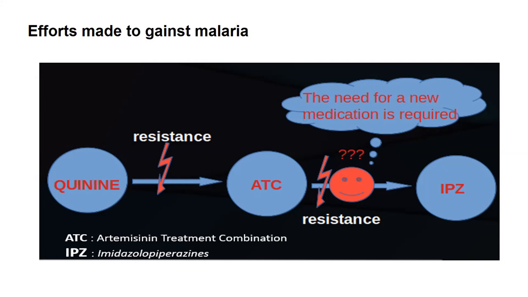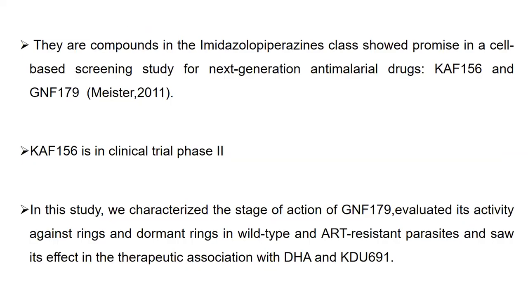The IPZ, called imidazolopiperazine, are good promising candidates. There are compounds in the imidazolopiperazine class that showed promise in the cell-based screen study for next generation anti-malaria drugs, called KAF156 and GNF179. KAF156 is in clinical trial phase 2.